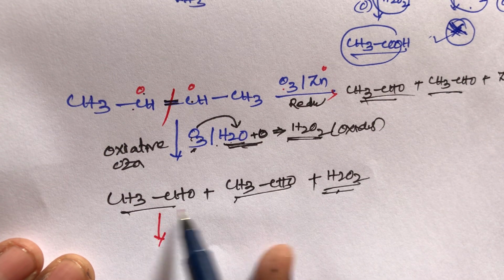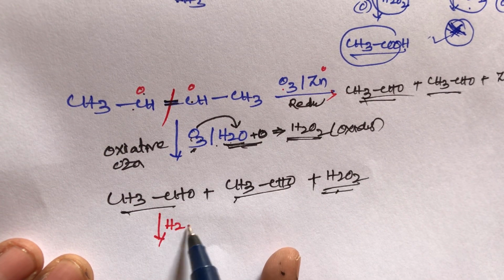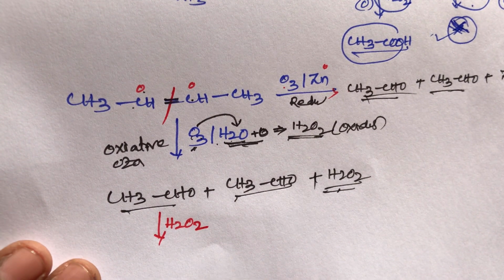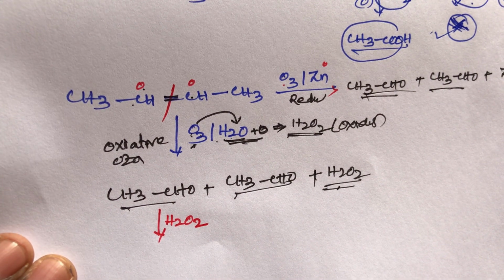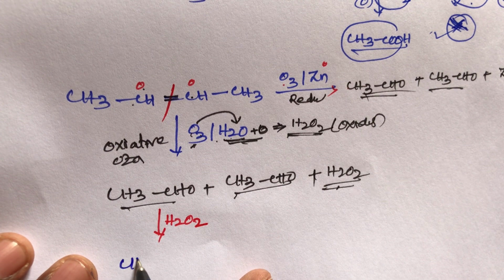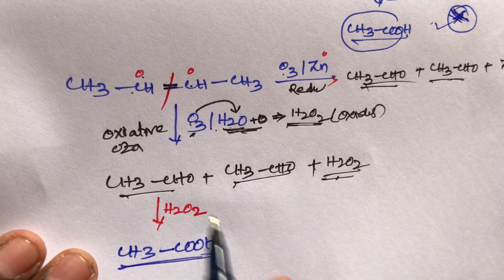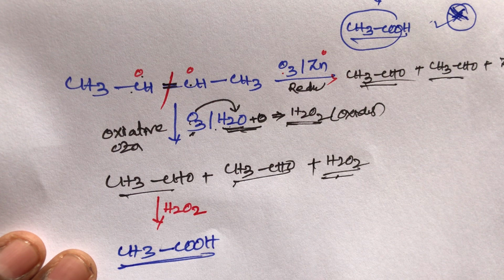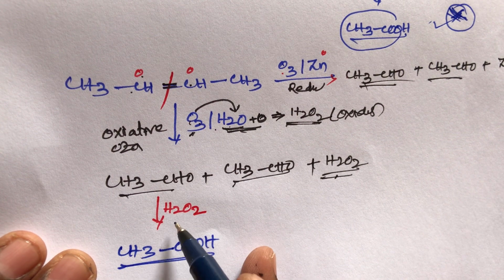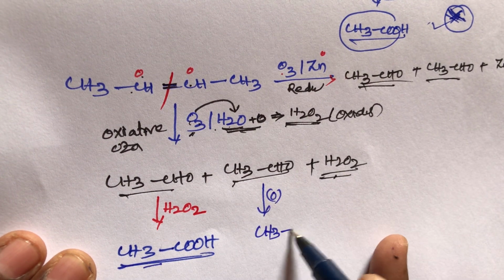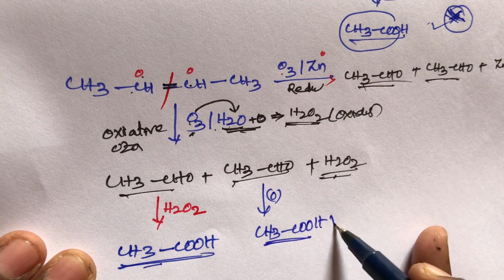Now the second step is these aldehydes react with H2O2, hydrogen peroxide. This H2O2 acts as an oxidizing agent. So that's why these aldehydes become acid. You remember, students, aldehydes on oxidation with H2O2 give the acid group. This is acetic acid, students. This H2O2 oxidizes only the aldehyde group, and cannot oxidize the keto group. The other aldehyde is also oxidized to give CH3COOH. This is the final product, students.